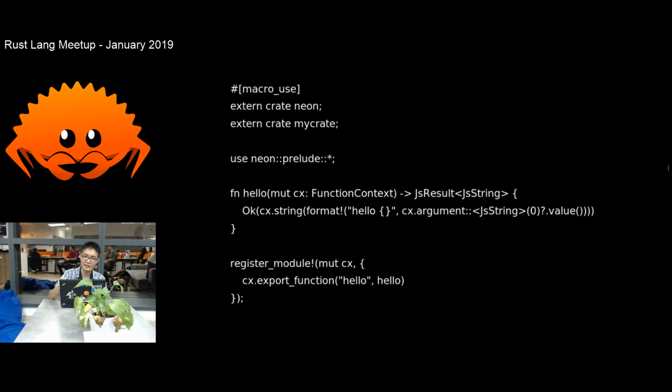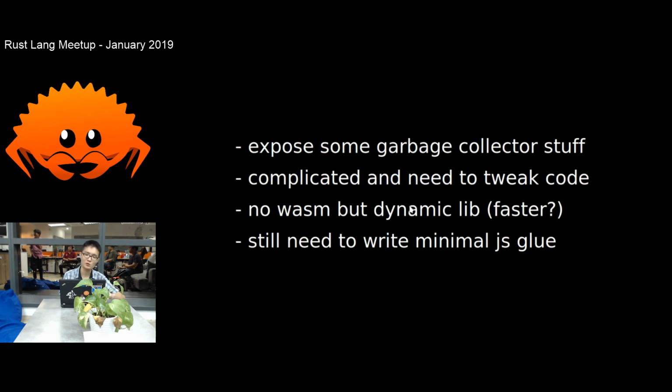This one is more complicated to get started. This is just getting one value from the function context. And you need to use another weird thing to assert whether this argument is a string or integer or other types. So it's more complicated, and you need to tweak your library for this. But I believe this is faster, maybe. It's not compared to WASM. And you still need to write some minimal JS code.